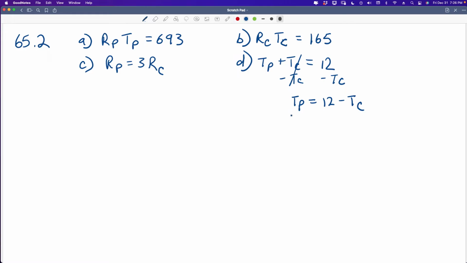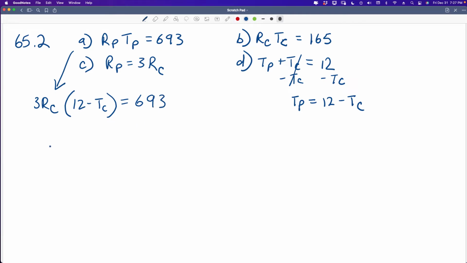Okay, so now I have a value for TP and a value for RP that I can multiply against each other. RP is 3RC, times TP, which is 12 minus TC. That's what we're doing right here. It's this formula, RP times TP. RP is equal to this, and TP is equal to this. Now I finish the formula with what's given to me, 693.